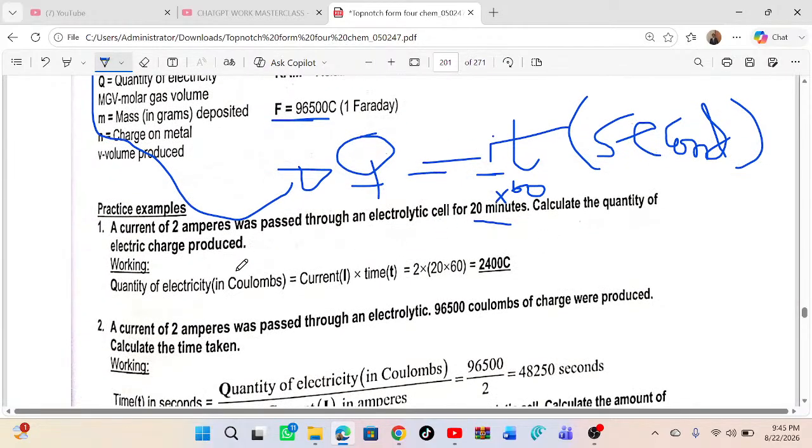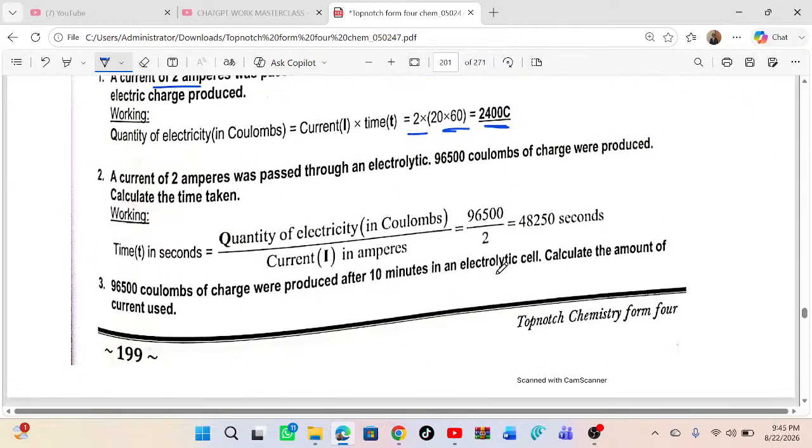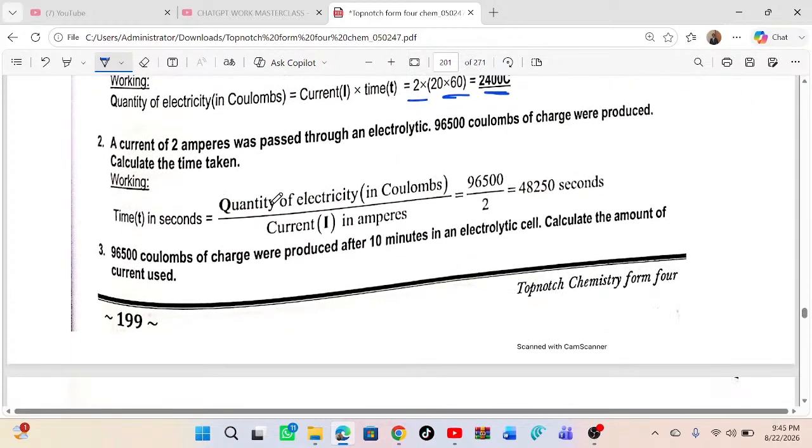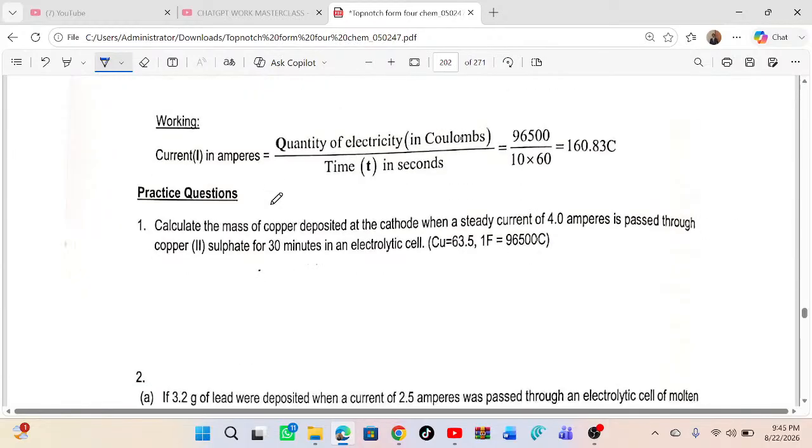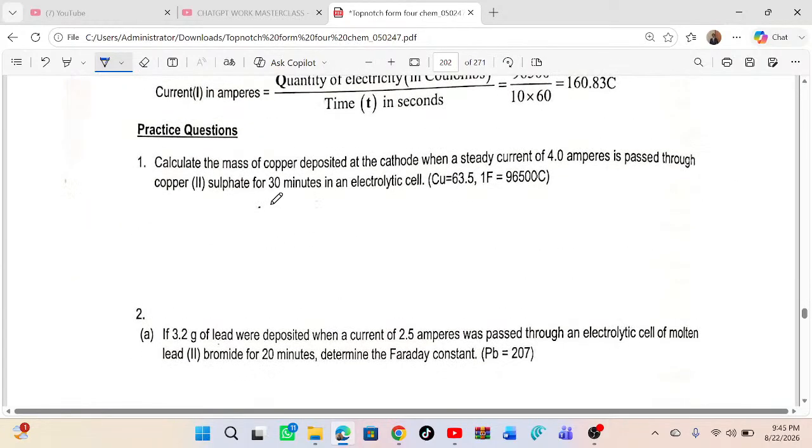So quantity tulikuwa tunatafuta aje? Q is equals to IT. So that is I, 2 amperes. That's 2 times 20 times 60. Then unapata 2400 coulomb. And that's all. Then this swali pia natafuta time taken. Kuna swali nataka nitafuta swali kwa na mass.